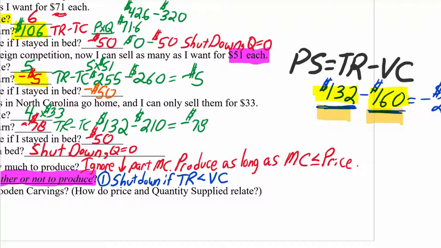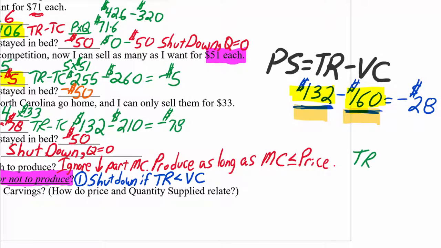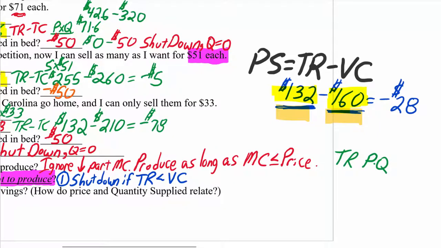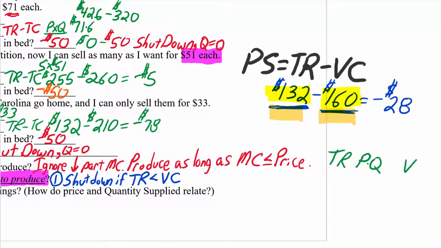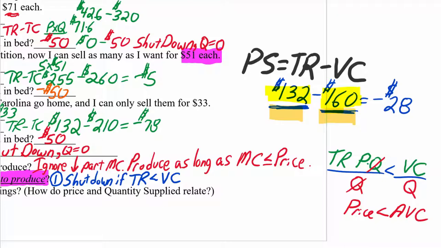There's another way to think about this, though, that's even easier once you see it. Total revenue is just price times quantity, right? And we know that variable costs are our labor and materials costs. Now, what do we get if we take both sides of this thing? We were saying if total revenue is less than variable costs, we should shut down. What do we get if we divide both sides of this by Q? Well, on the left-hand side, the Q's cancel, and we just get P, price. On the right-hand side, variable cost divided by quantity, we call that average variable cost. So a second way of writing this rule that turns out to be easier is shut down if price is less than average variable cost.